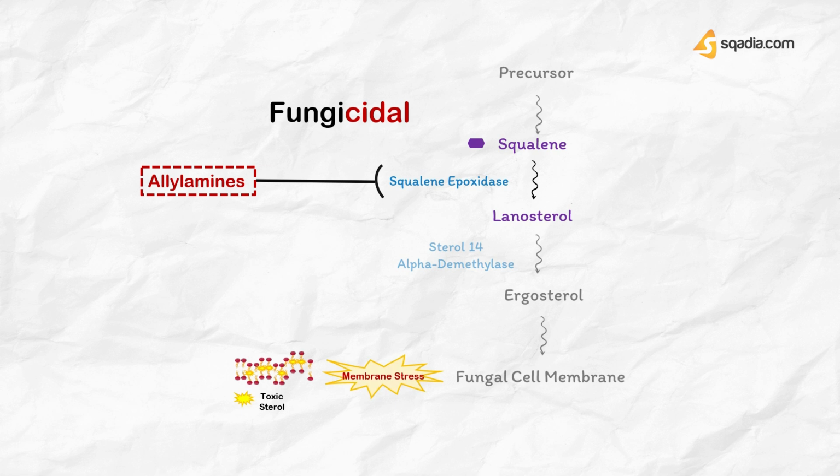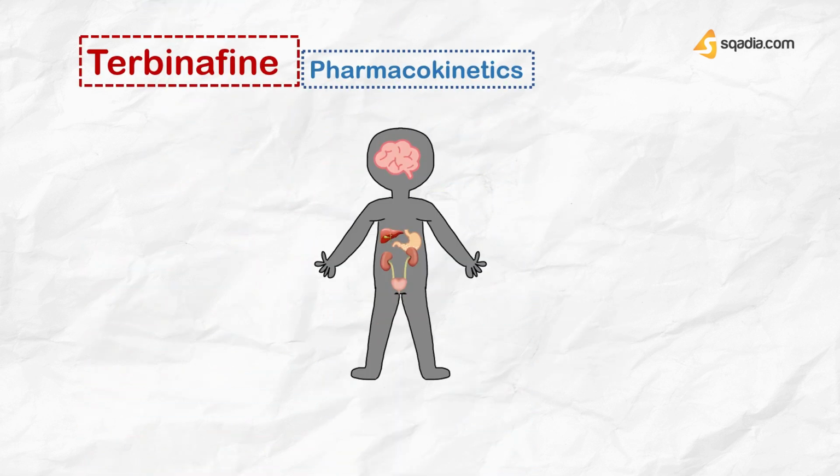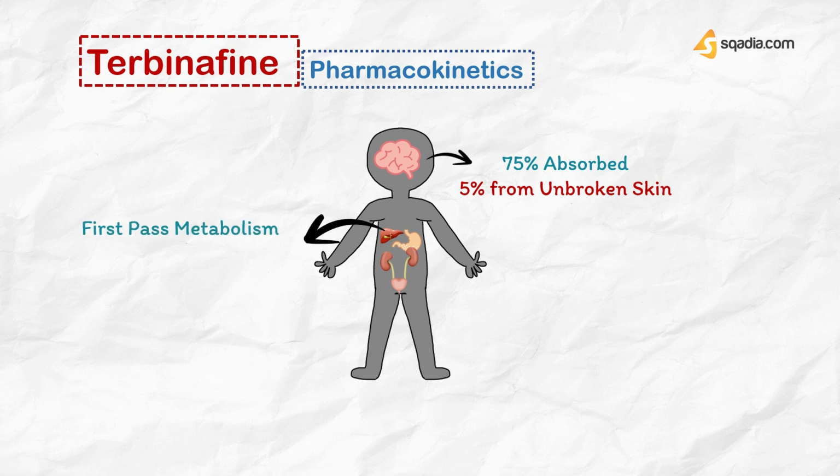If we talk about pharmacokinetics, approximately 75% of oral terbinafine is absorbed, but only 5% or less from unbroken skin. First-pass metabolism reduces oral bioavailability to less than 50%. It is widely distributed in tissues, strongly plasma protein bound, and has high affinity for keratin. Therefore, it is concentrated in sebum, stratum corneum of skin, and into nail plates.